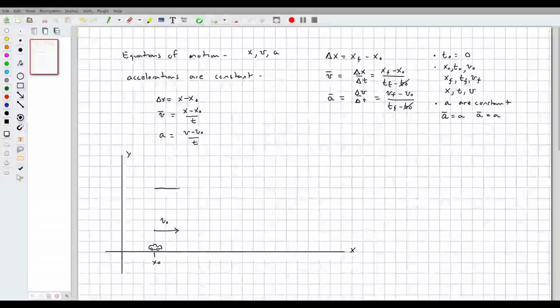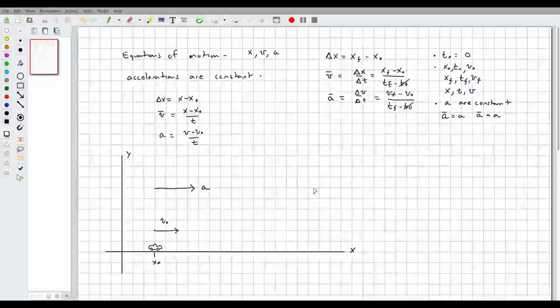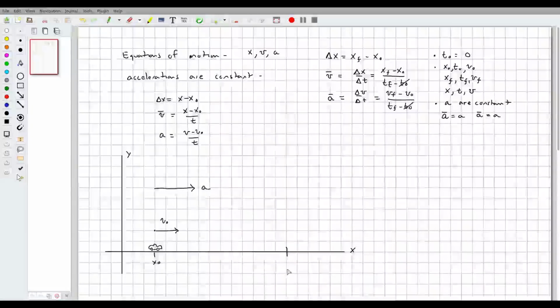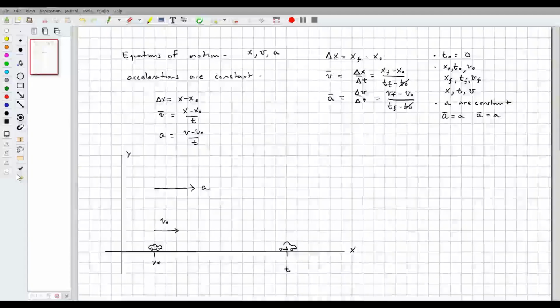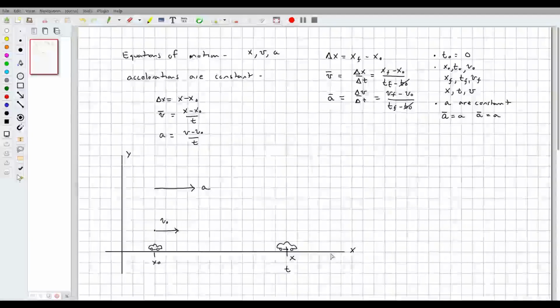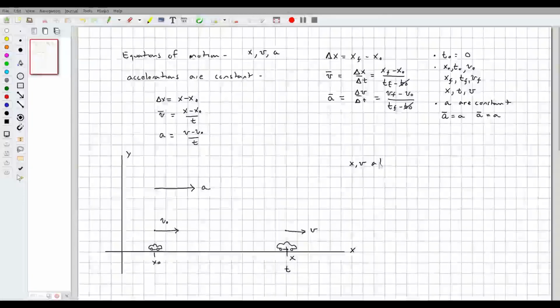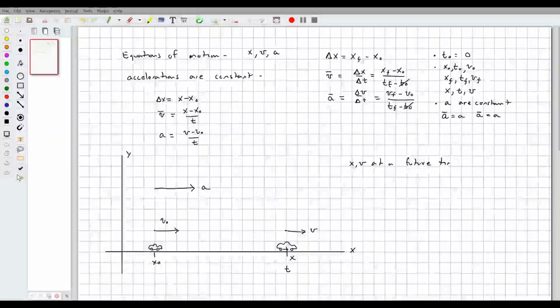Let's assume that it accelerates in this direction as it goes further to the right and goes faster and faster. At some point, at some time t in the future, when it gets to this point in space, which we would like to predict the location of, x, it has a velocity v. What we would like to do is to find both x and v at a future time. That's the goal.